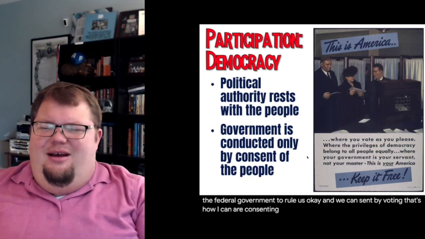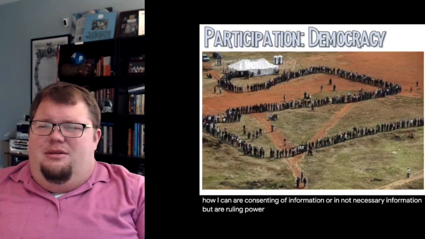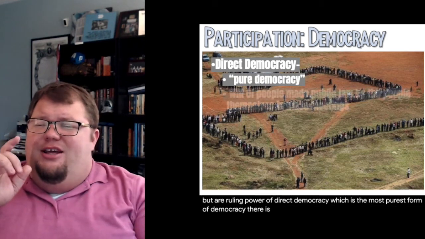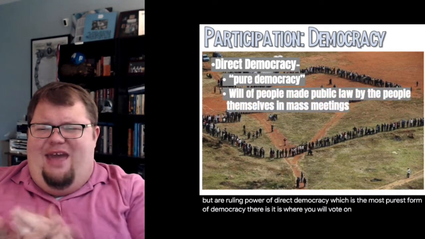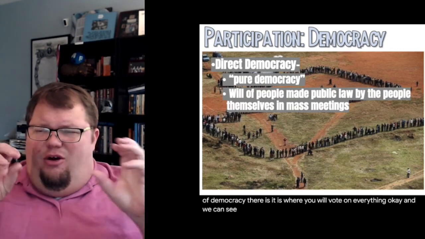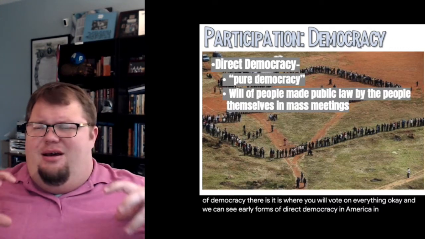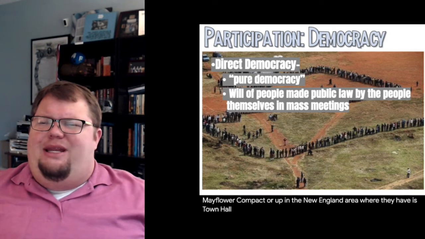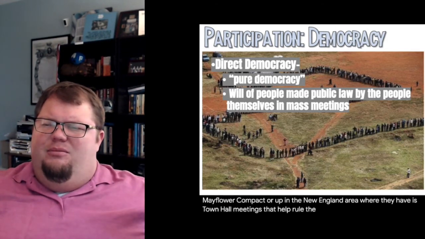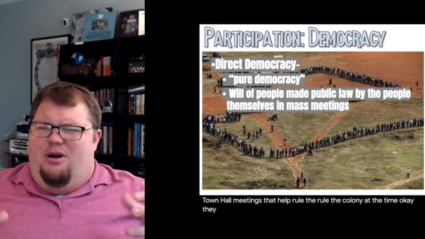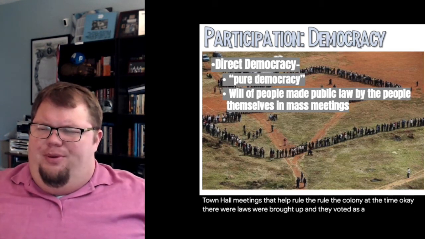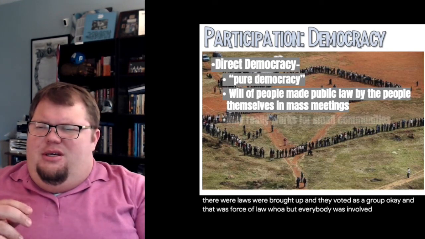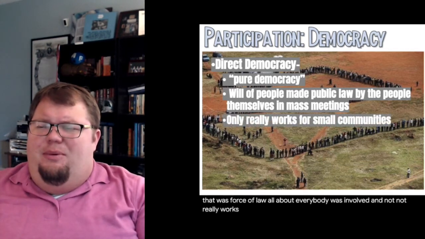That's how we consent to our ruling power. Then we have direct democracy, which is the purest form of democracy there is. It is where you vote on everything. We can see early forms of direct democracy in America in the Mayflower Compact, or up in the New England area, where they had town hall meetings that helped rule the colony at the time. Laws were brought up, and they voted as a group, and that was force of law. Everybody was involved, but it only really works for small communities.